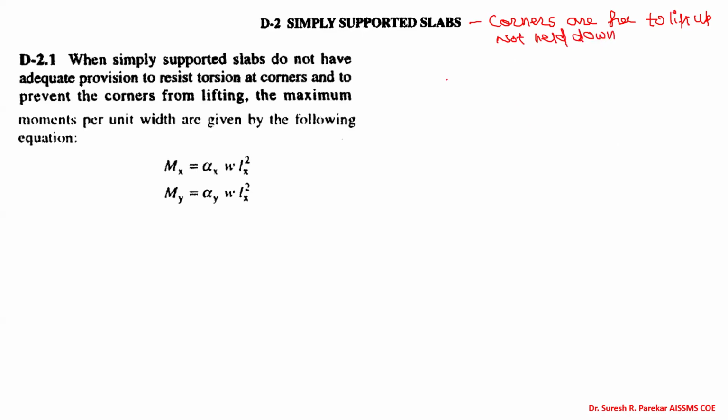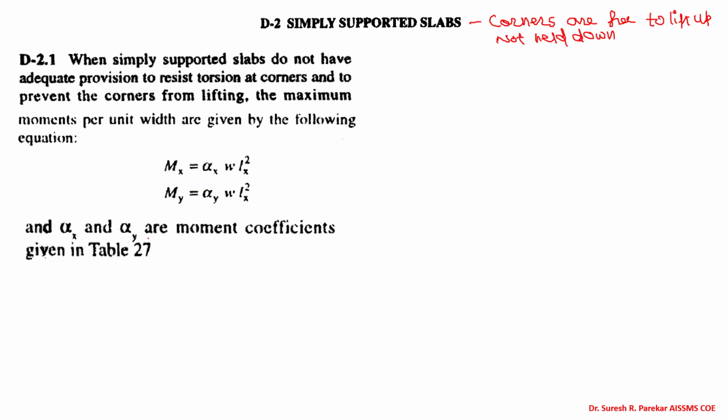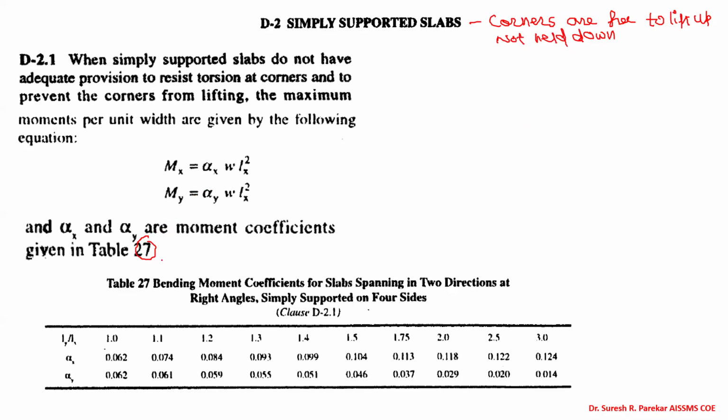Then we have simply supported. I already mentioned corners are allowed to lift up. Corners are free to lift up, or not held down. And then we have simply supported slabs. Then the formula is the same, no change in the formula, but we have to take values from table 27. There we have to take from 26.